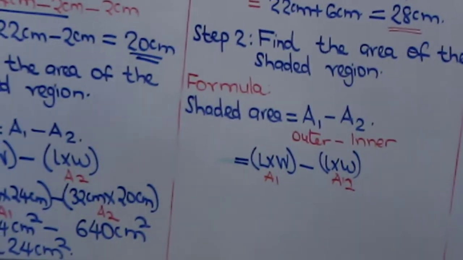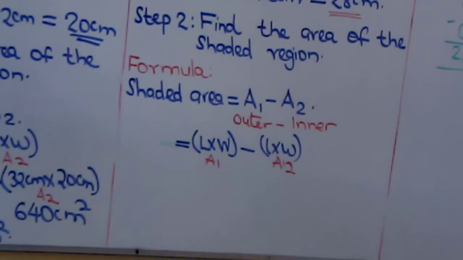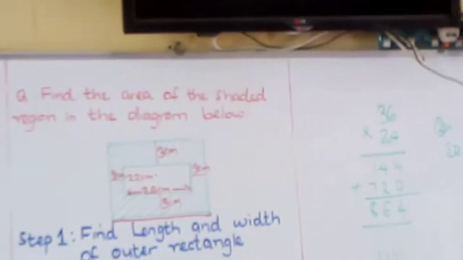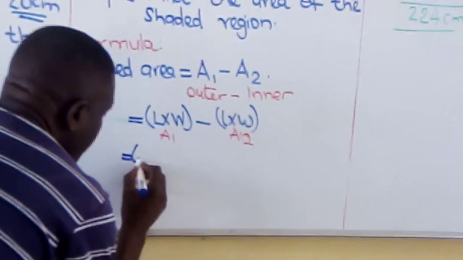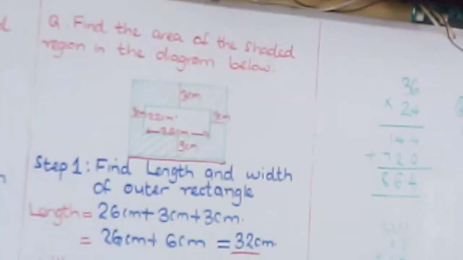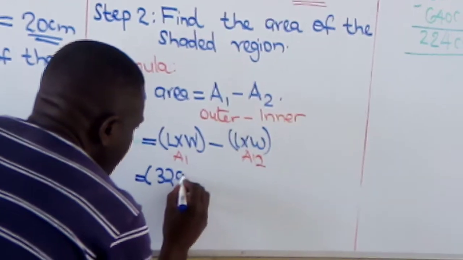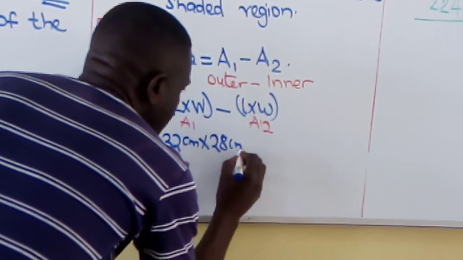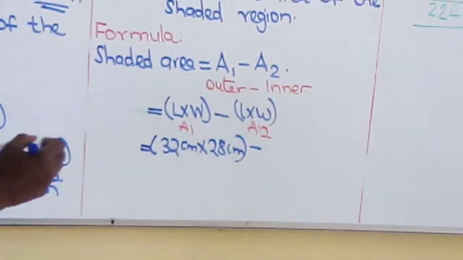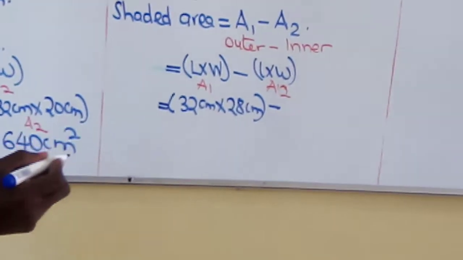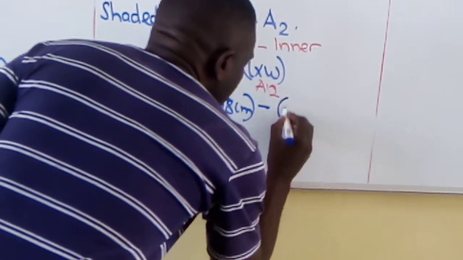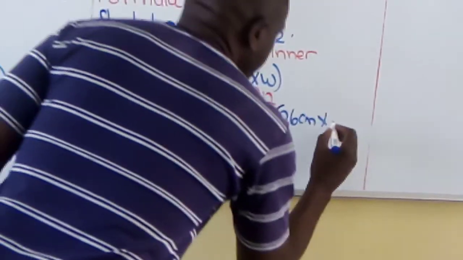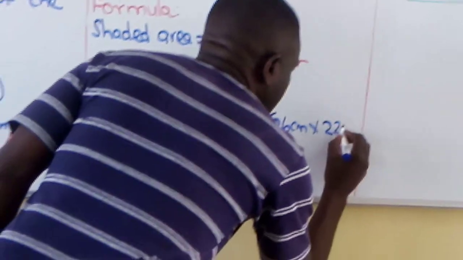Thank you. Now, what is the length of the outer? That will be 32 centimeters multiplied by 28 centimeters, minus the inner, which is already given there, 26 centimeters multiplied by 22 centimeters.